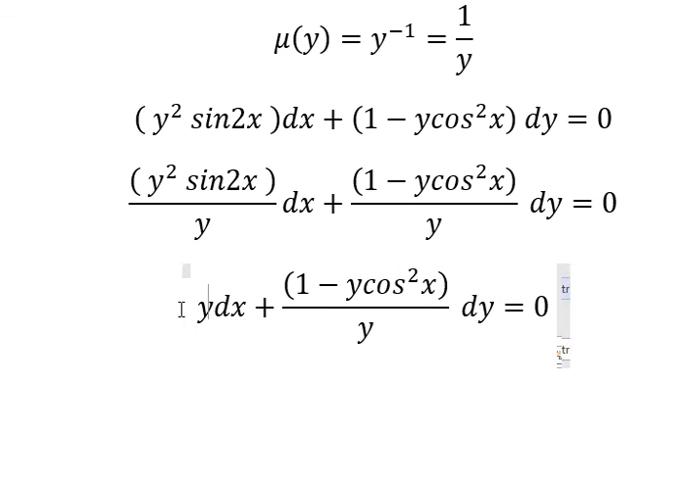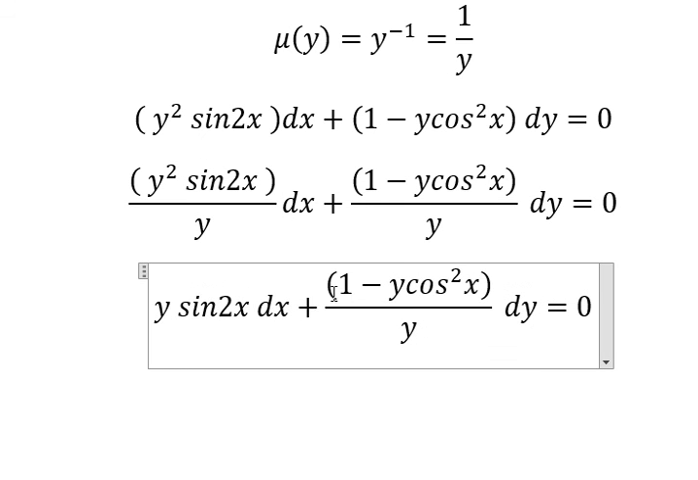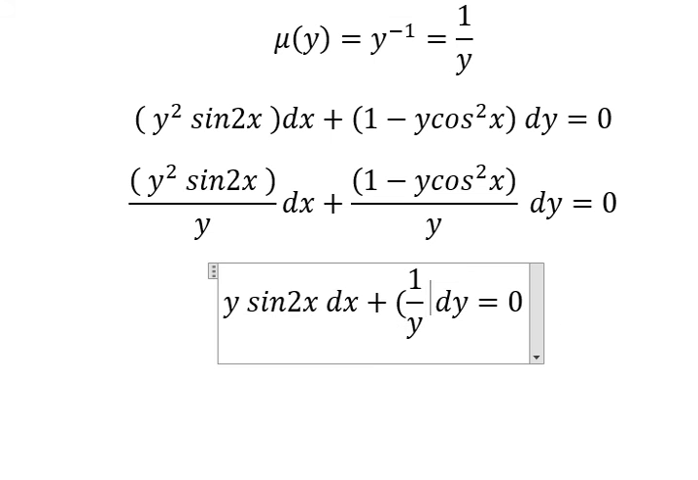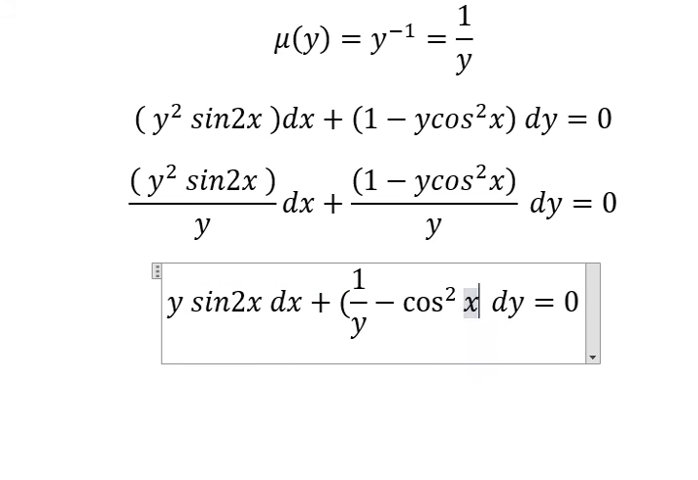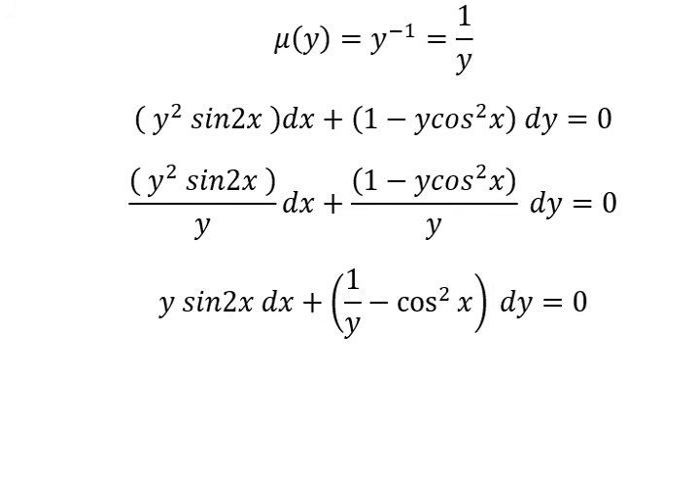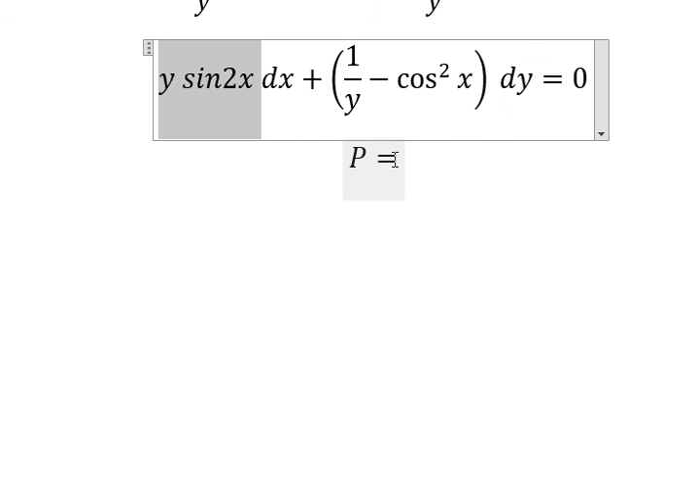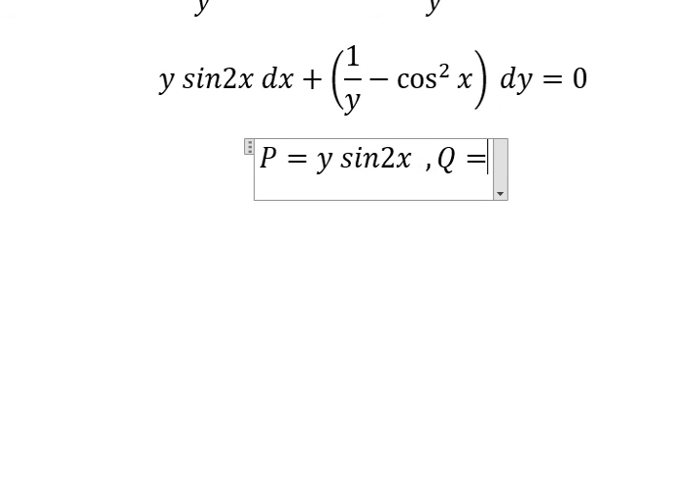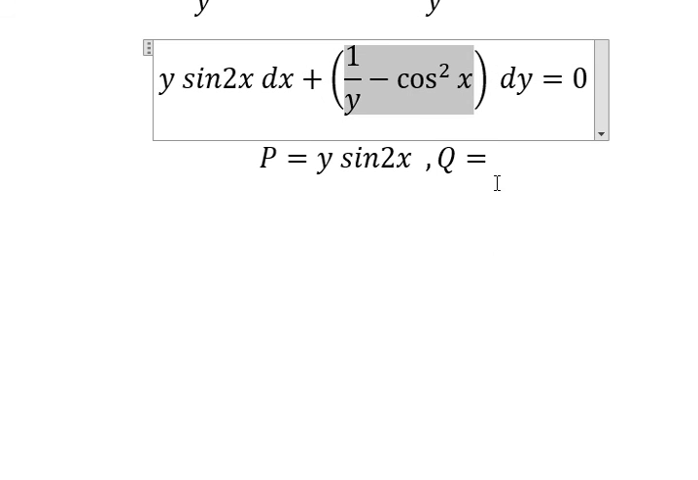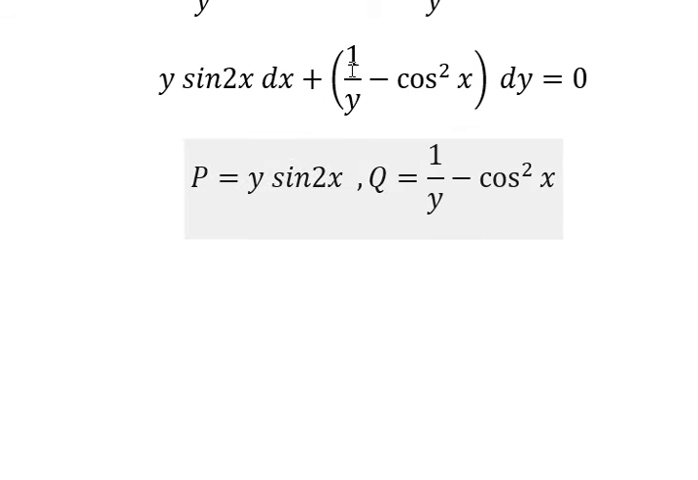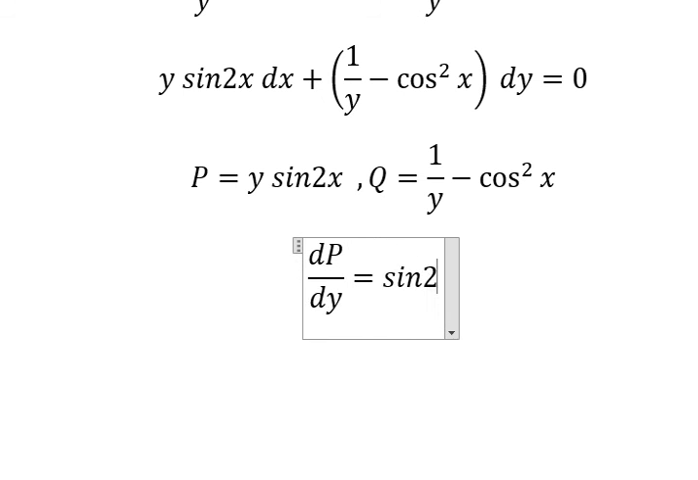This one we have y sine 2x. This one we have 1 over y minus cosine x squared. So I will put b equals to this one and q equals to this one. And now we have dx. That means we need to do first the derivative of b with respect to y, and we have sine 2x.